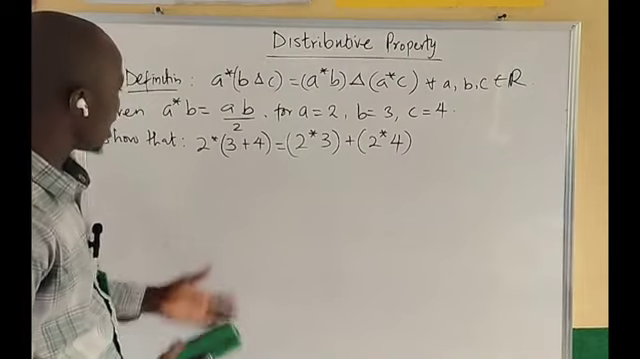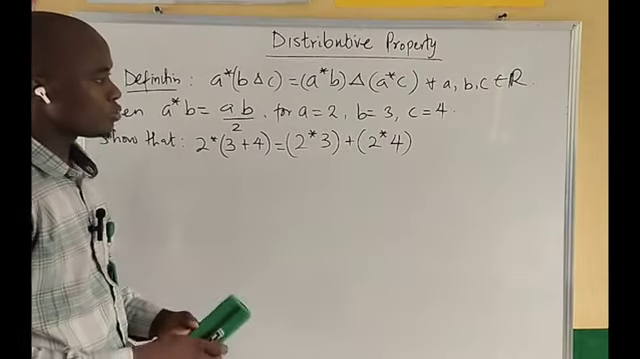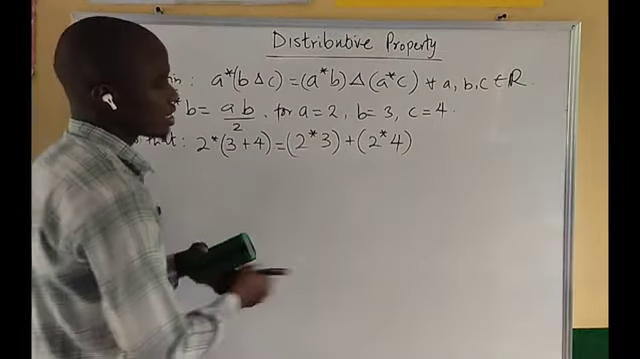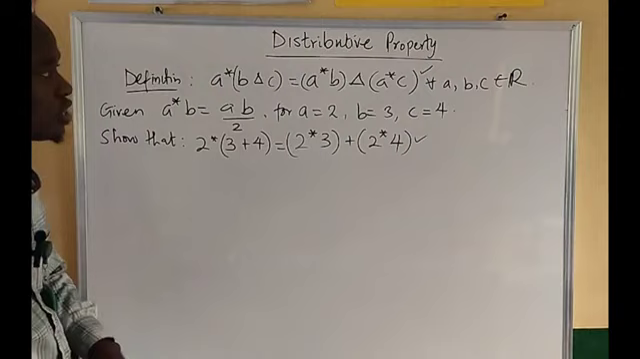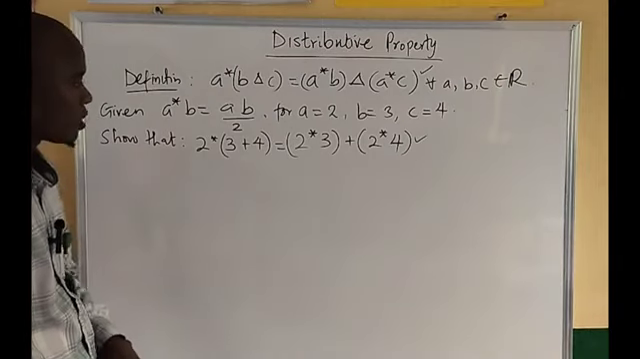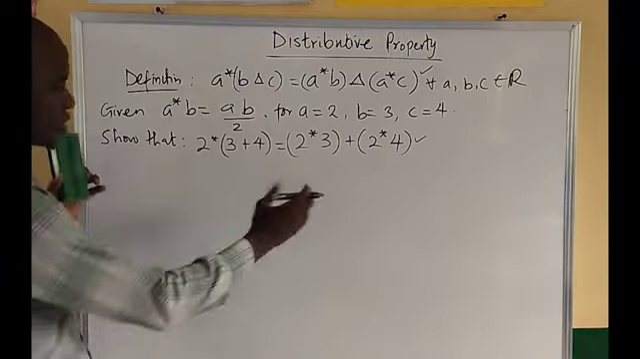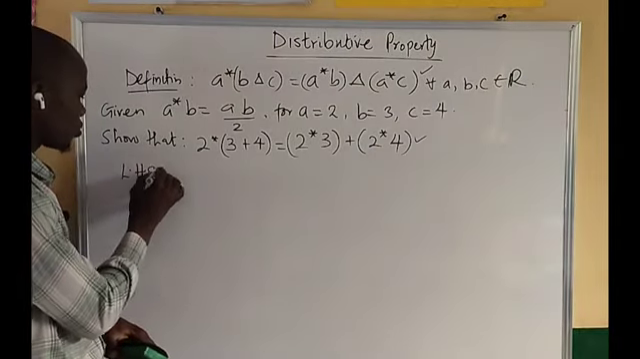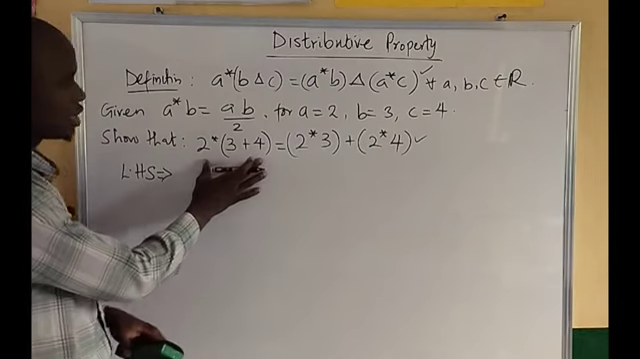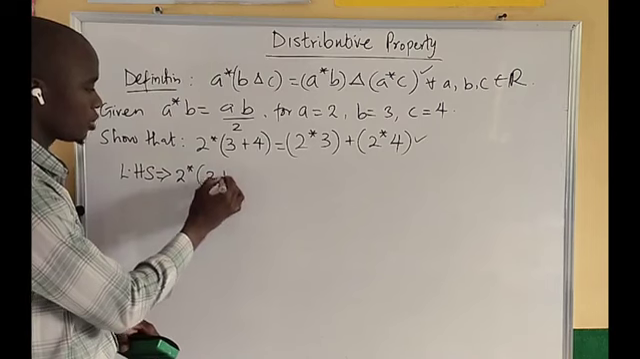So therefore we are going to show that 2 * (3 + 4) equals this. And as you can see, this is looking the same as the definition of the distributive property. So therefore we are going to consider each of the sides. So let's consider the left hand side here. The left hand side here is 2 * (3 + 4).